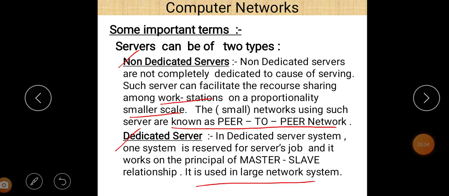The basic difference is very simple. Non-dedicated servers are not completely dedicated to the cause of serving. Their only task is resource sharing, providing resource sharing among different computers or nodes, or we can say client computers. The concept used in non-dedicated servers is called a peer-to-peer network. While in a dedicated server, one system is reserved for the server's job and follows the principle of a master-slave relationship.